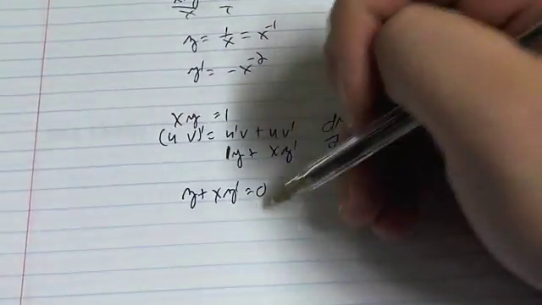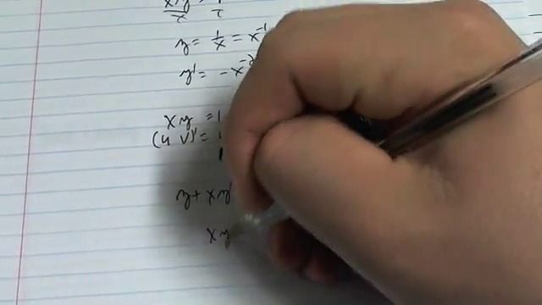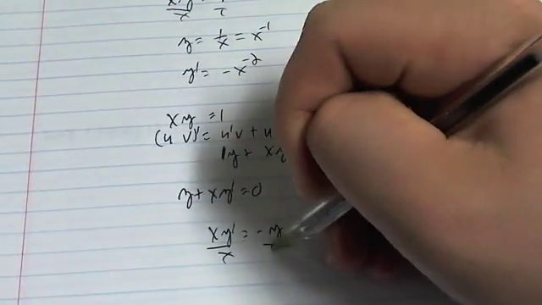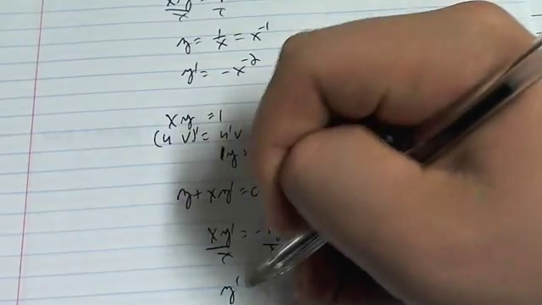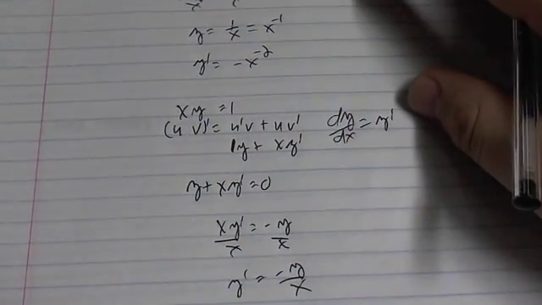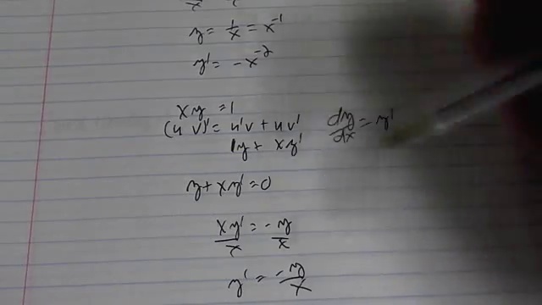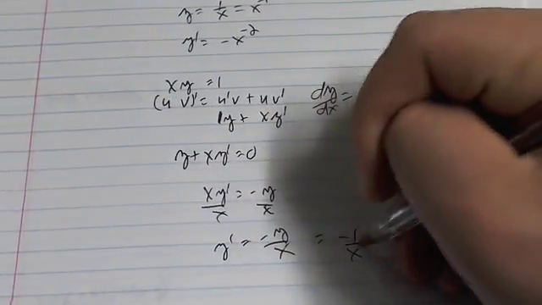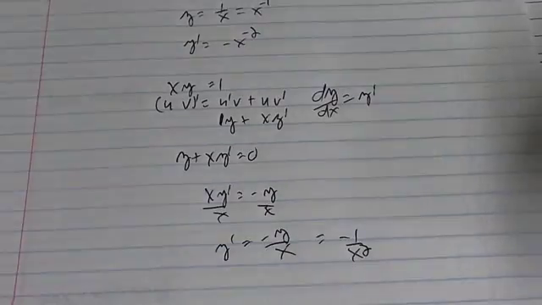Alright, you have to get y prime by itself now. Take the y to this side, so you're left with x y prime is equal to negative y. Divide both sides by x. y prime is equal to negative y over x. And if we use what we did up here, y is equal to 1 over x, put 1 over x in over here, and it gives you the same thing. So this is pretty much the easiest way to do it.